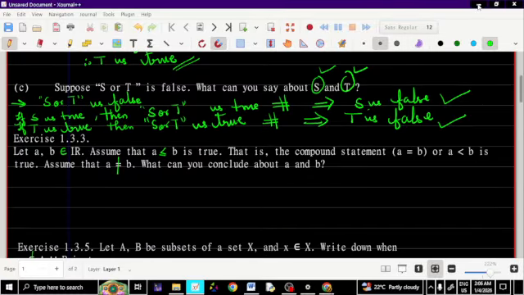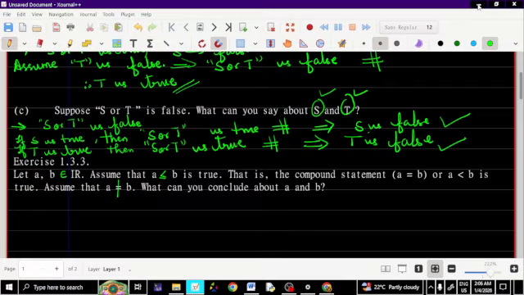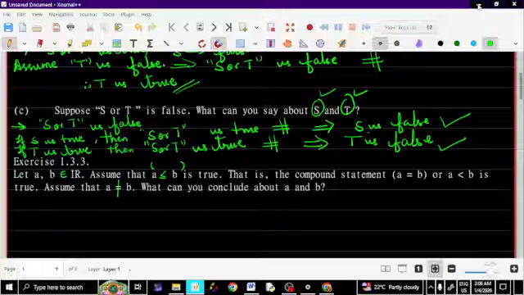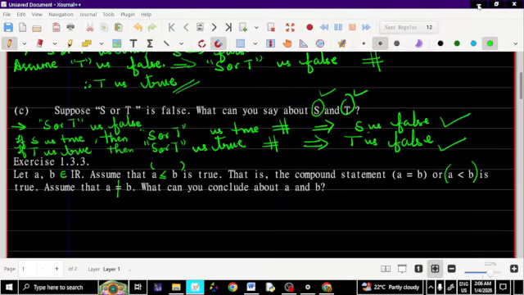Moving on to the next exercise. Exercise 1.3.3. Let A and B be any two real numbers. Assume that A is less than or equal to B. This statement is a true statement. That is, A is either equal to B or A is strictly less than B. This is true, right? So A less than or equal to B is a true statement. And we are given that A is not equal to B.